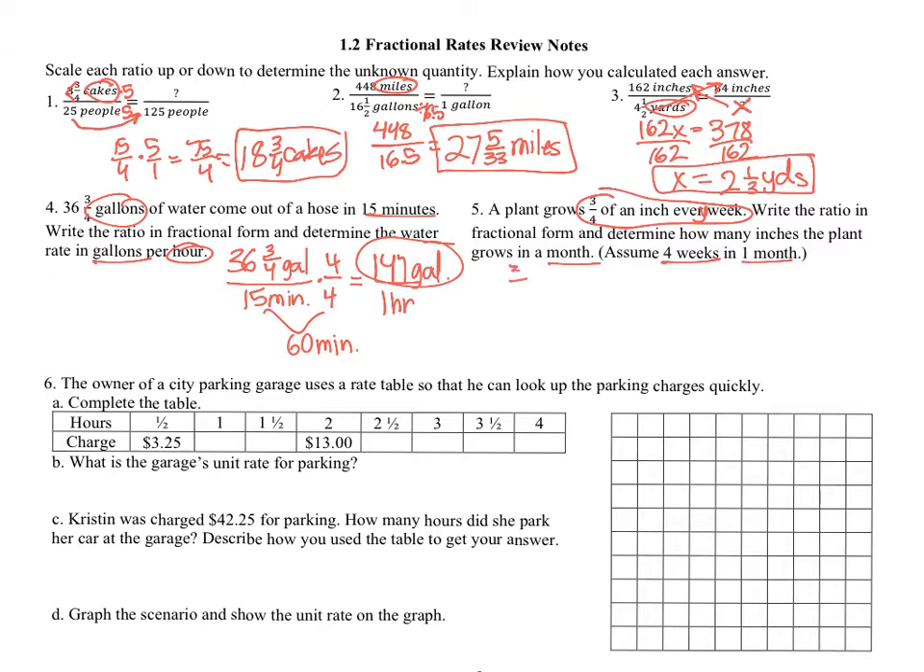So 3/4 over 1 week. Well, we can see again that we're going to multiply by 4 over 4. So that gives us 3 inches per 1 month. Because 1 week times 4 is 4 weeks, so we know 4 weeks, according to our rule, is a month.